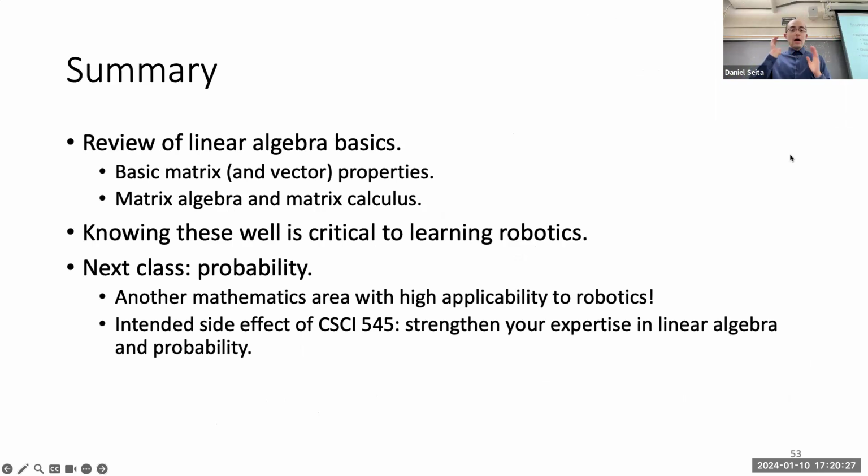All right, so I think that's all we have for the linear algebra review. We covered some basic matrix and vector properties. We covered some matrix algebra and matrix calculus. That is especially important for a robotics course as well as a machine learning course. This is one of the key areas of math in general.